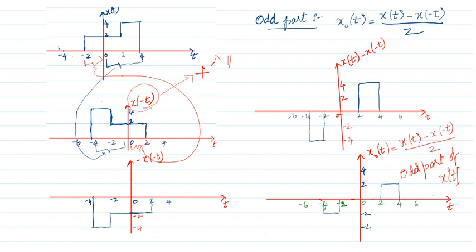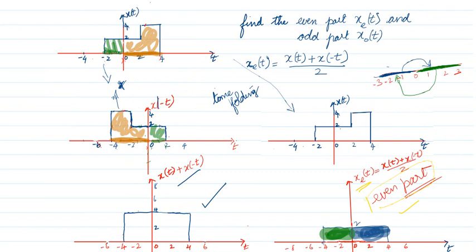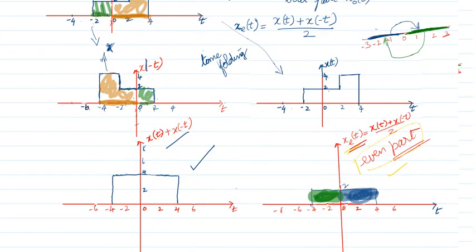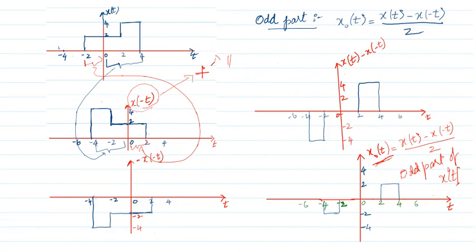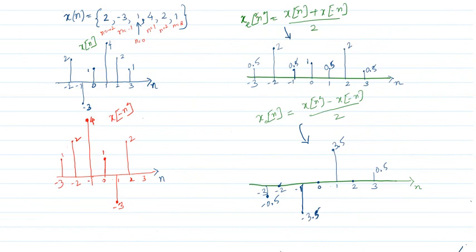Now I request you, you have found out the xo of t or odd part of the signal. In the previous slide I have given the even part of the signal. Try to add the even part and the odd part, xe of t plus xo of t, definitely you will be getting the x of t. Okay, try by yourself. Okay, next we take the discrete time signal.